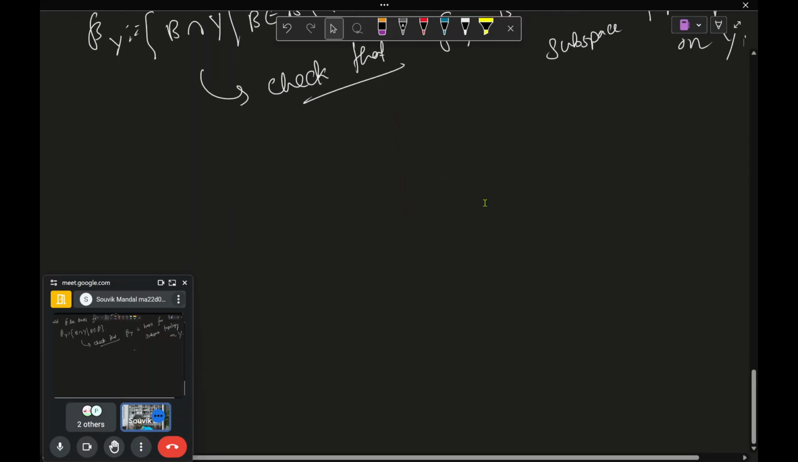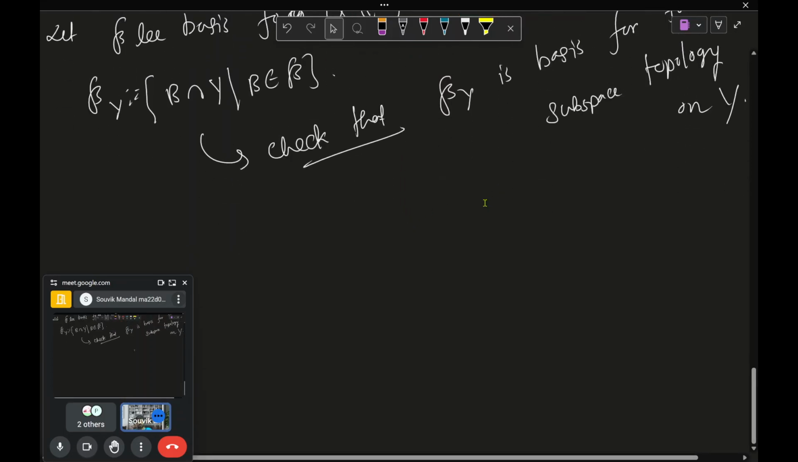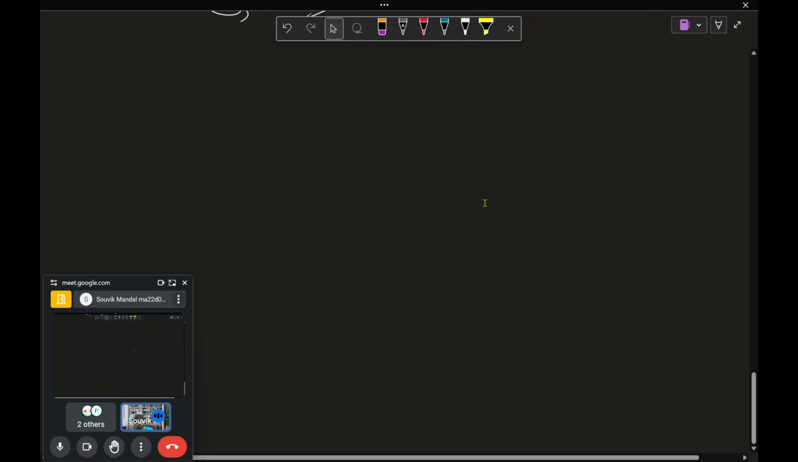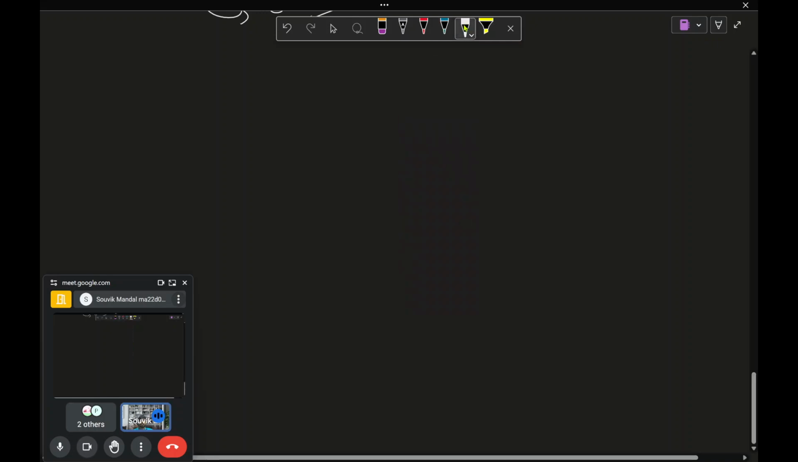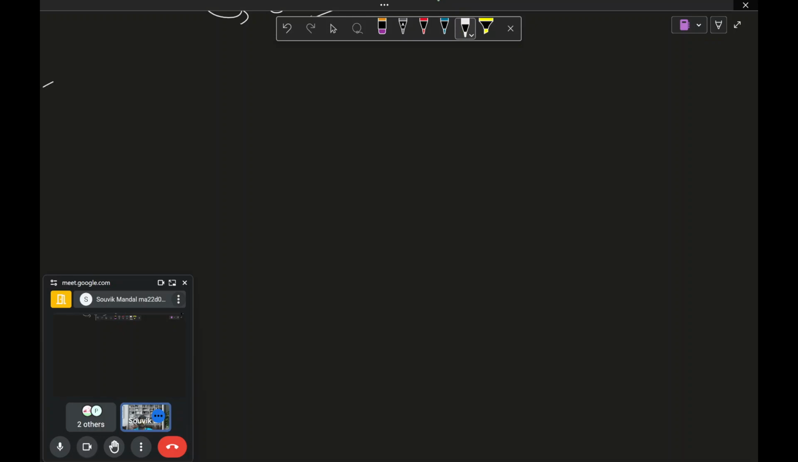Okay, so this is what regards subspace topology and basis. Now there are some theorems which are analogous to the previous analysis. So the theorem is as follows: let Y be a subspace of X. Whenever I write Y is a subspace of X, this means X is a topological space and Y is a subset of X, and Y is given the subspace topology. This whole thing is written as Y is a subspace of X.